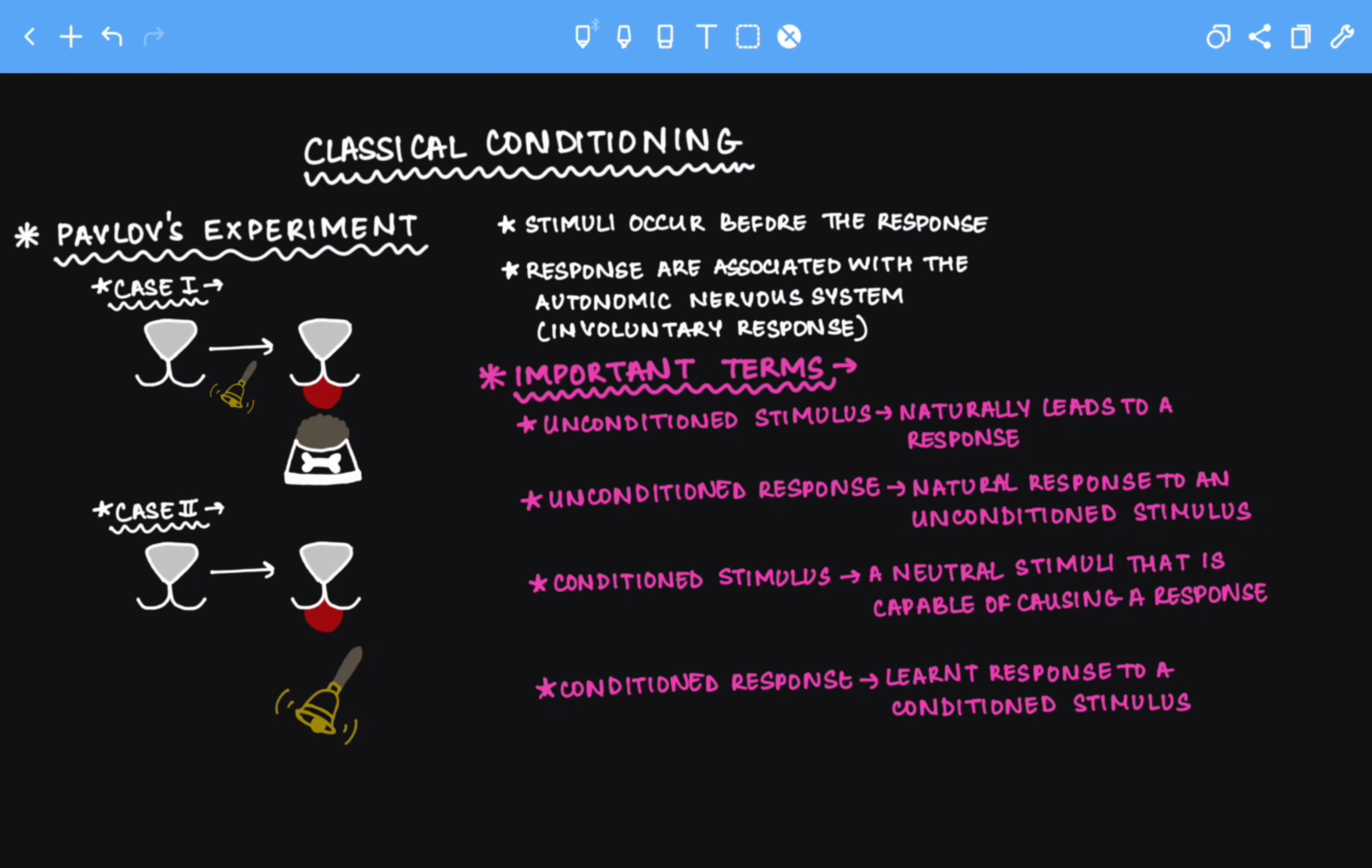Hello everybody. In this video, we are going to discuss classical conditioning. Classical conditioning was accidentally discovered by Pavlov when he was conducting an experiment. So let's look at Pavlov's experiment.